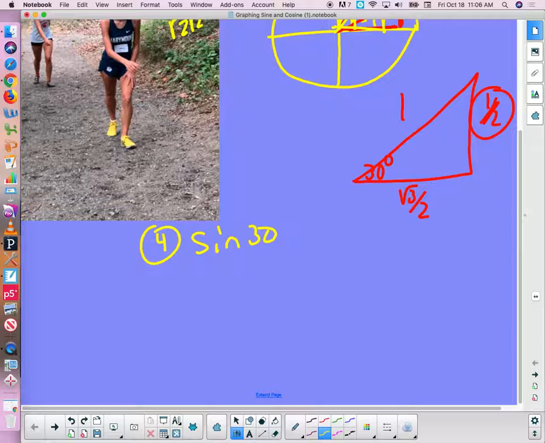You can have 30 radians. You can have 30 degrees. You can have 1 radian. Radians don't have to have pi in them. I could have the sine of pi degrees. That would be about 3.14 degrees. It would be very, very tiny.